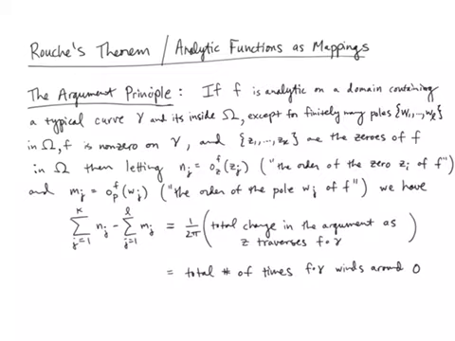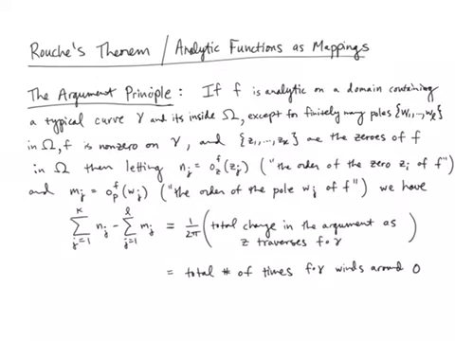And we're also assuming that f is non-zero on gamma, but f might be zero at some finitely many points inside of gamma in omega. And then we're going to denote the orders of these zeros and poles by n sub j and m sub j. So n sub j, I'm introducing new notation here, which is going to be convenient for us.